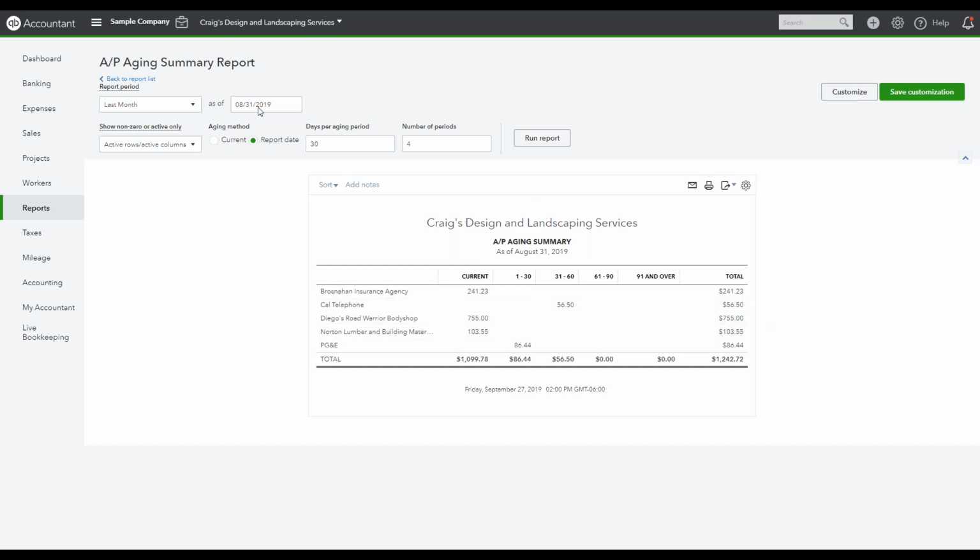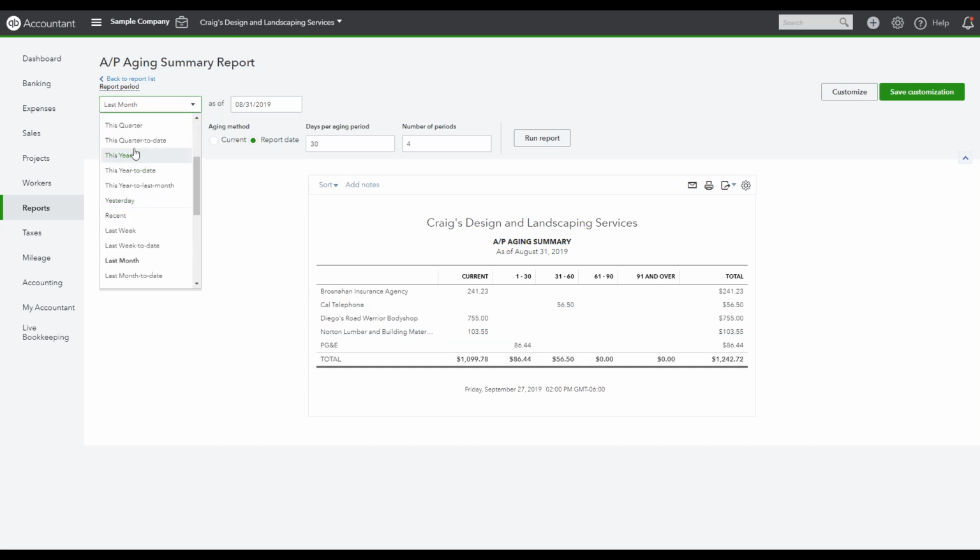So when I pull that report as of last month, just so we can look at it that way, it looks normal. There's nothing that's really outstanding. We have a $241 bill to them. We have some other bills, not a lot going on. I would probably question why this one is 31 to 60 days overdue. Probably same with the 1 to 30. But at that point in time, maybe that's the terms of those two.